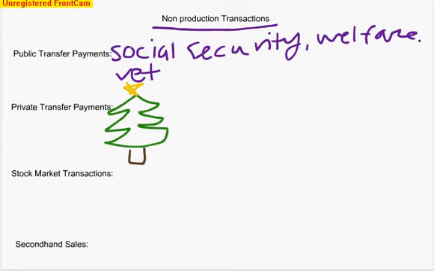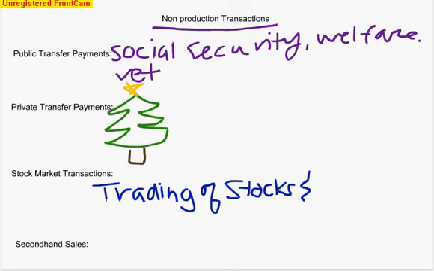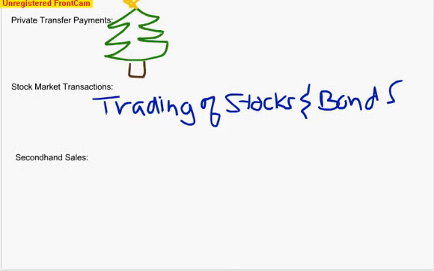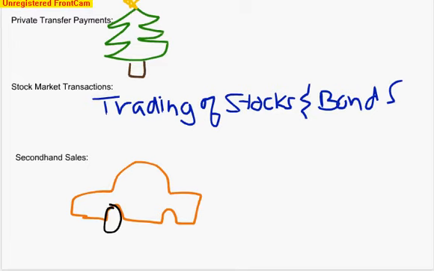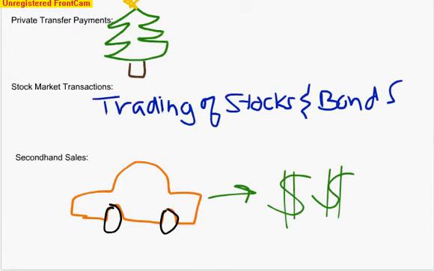Another type of non-production transaction is a stock market transaction. So that is going to be the trading of stocks and bonds. That is not calculated in GDP. And lastly, you're going to have secondhand sales, which means if you have a car that you've had for a while and you sell it to your friend, that is called a secondhand sale, and that is not calculated in GDP.